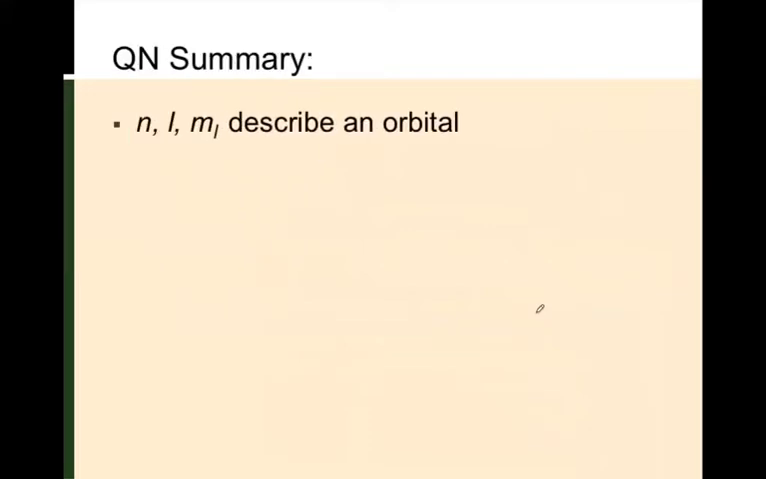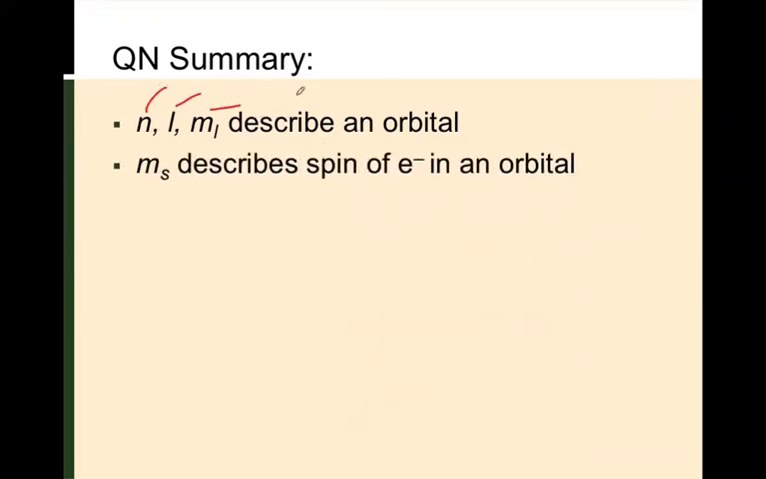So, quantum number summary. N, L, ML describe an orbital, like the direction that it's facing, its shape, and its energy. Its energy comes from this N value, this shell. L gives the type of orbital or the shape, and ML gives its orientation. MS then is the fourth quantum number that I talked about. It describes something called the spin of an electron in an orbital. This is something that comes about in the mathematics of the wave function as a requirement for obeying certain phenomenological laws associated with quantum mechanics.